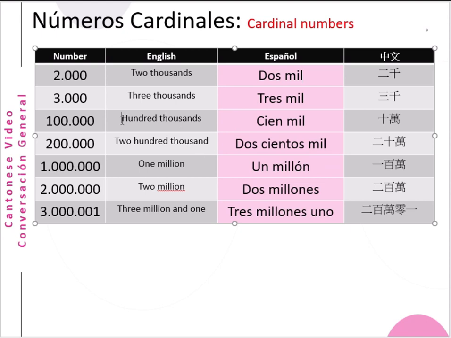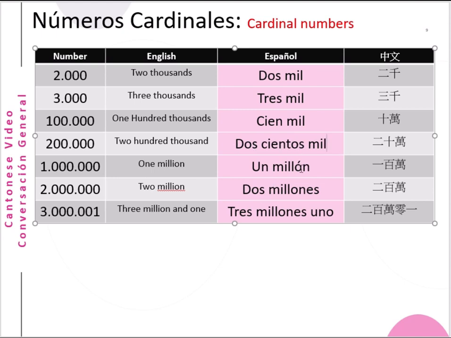100.000. In English, we may say one hundred thousand, but in Spanish, we just say cien mil, not cien dos mil. Cien mil, 100.000. 200.000, doscientos mil. Because this one is two, the cien has to change to cientos. 200.000, doscientos mil.